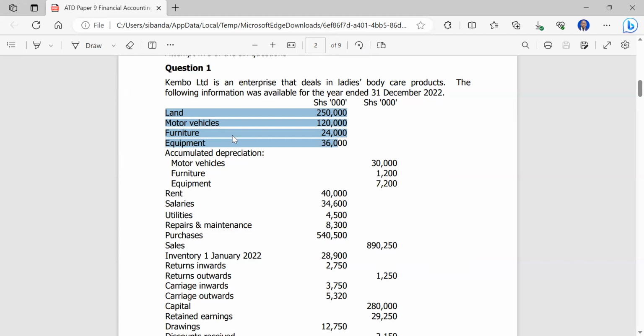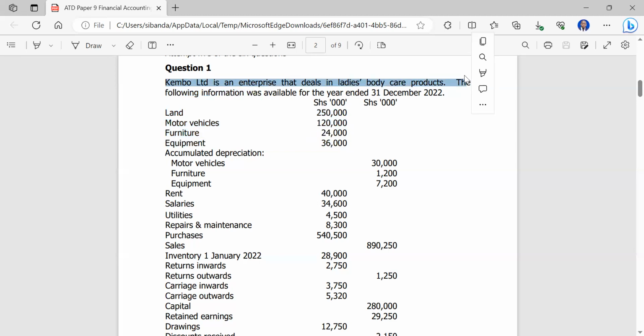But one thing I usually tell people is that not every time you see land, motor vehicle, furniture, equipment, you should always think that these should always be non-current assets. If at all an entity was dealing in the sale of land or was dealing in the sale of motor vehicles, they would be their inventory. So when you see it, then you have to understand. That's why it's very important that you first understand what this business deals in before you can make conclusions on each of these respective assets.